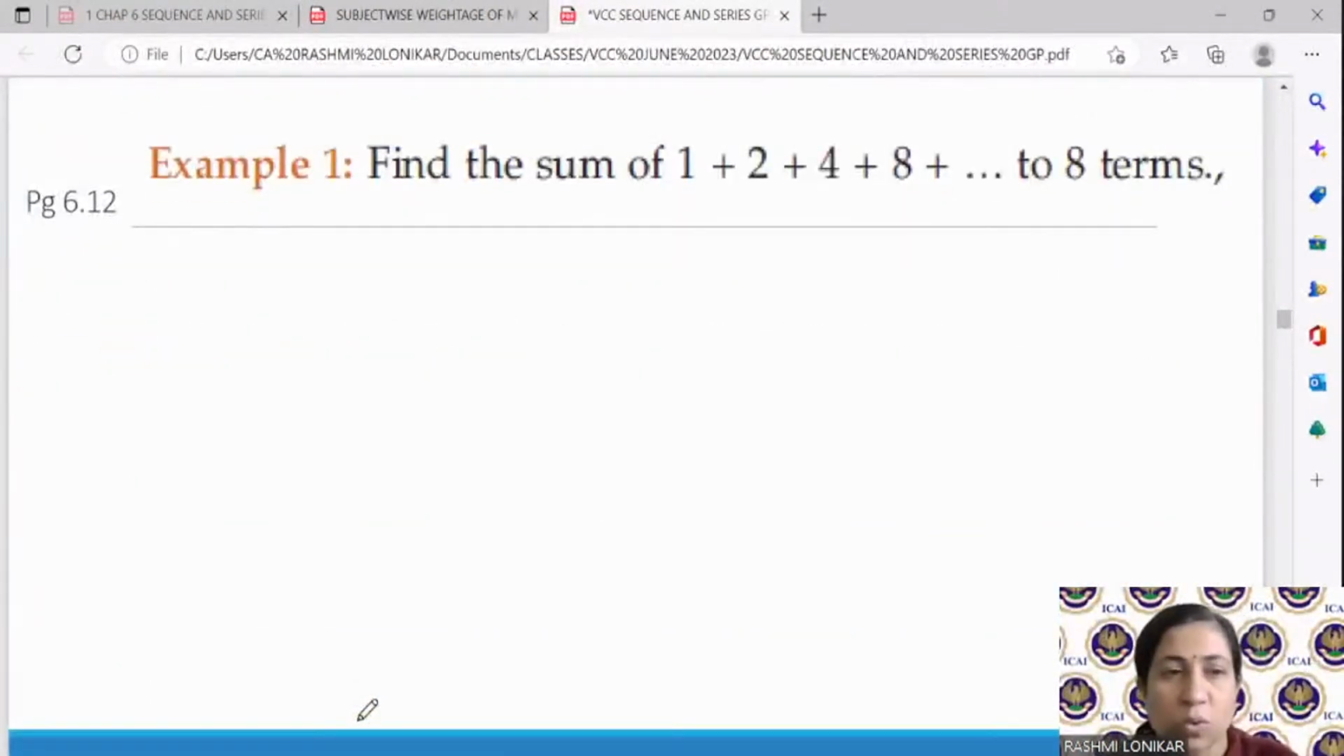So now let us go to 6.12, example number 1, where you have to find the sum. Now we are doing the sum of the series. Yes, Tanmeet, clear? Very good. Anushka, clear? Yeah, very nice.